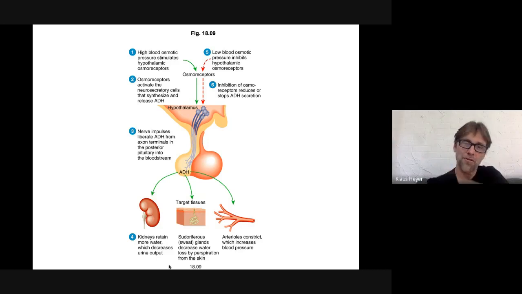Let's leave the middle part. This one here is that you sweat less. That's not a huge thing. This one out here is another big thing: contract your blood vessels. When you squeeze your blood vessels, pressure goes up. Think about a bottle of water. When you squeeze the bottle, what happens to the pressure inside? It goes up. It's that simple.